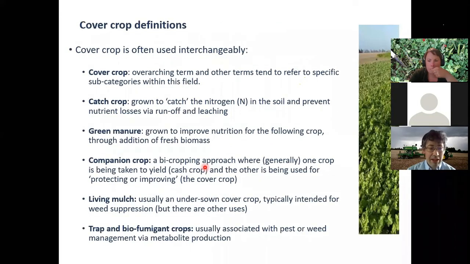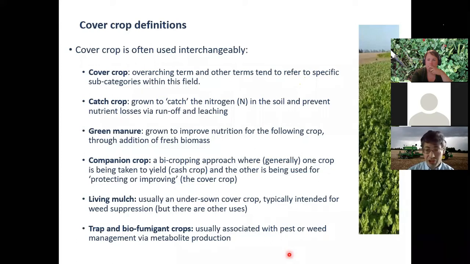There are a number of definitions of cover crops, and I think cover crop is usually described as an overarching term. Within that, there are specific terms for the type of cover crop you're growing. So, for example, a catch crop to recover nitrogen is quite a common one to be used. Green manures for improving nutrition or soil fertility. Companion cropping, where you're essentially growing a bicrop of both the cash crop, which you take to yield, and the cover crop, used to protect or improve within that system.